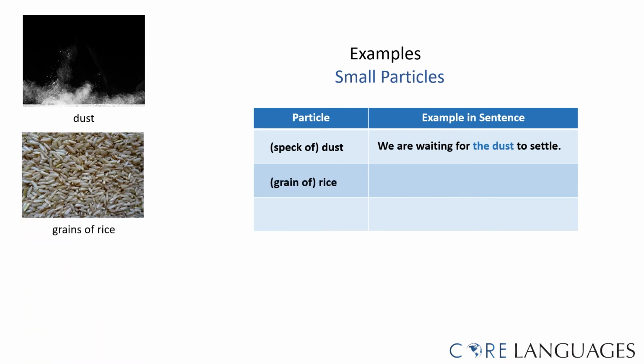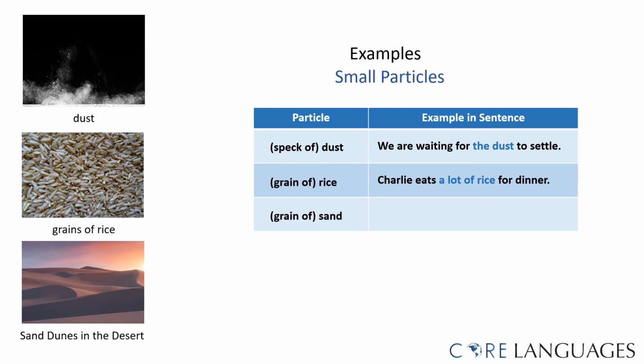Rice can be measured in grains. We cannot say these are 3 rices, but we can say 3 grains of rice. Charlie eats a lot of rice for dinner. Sand cannot be measured by itself. We cannot say, I see many sands, but we can say a grain of sand. Or, there is so much sand in the desert.